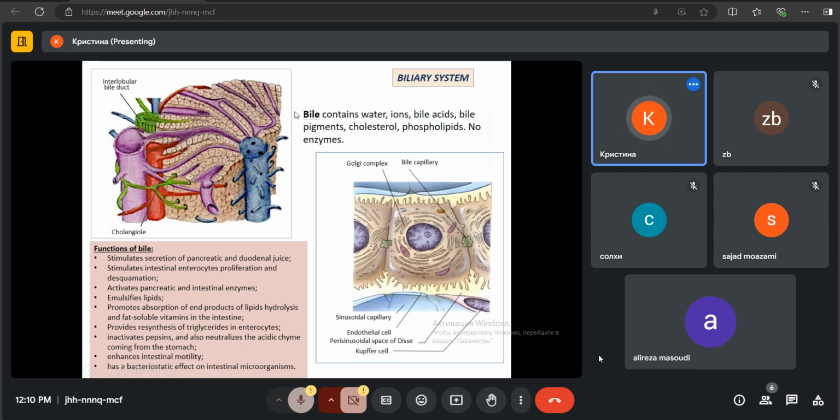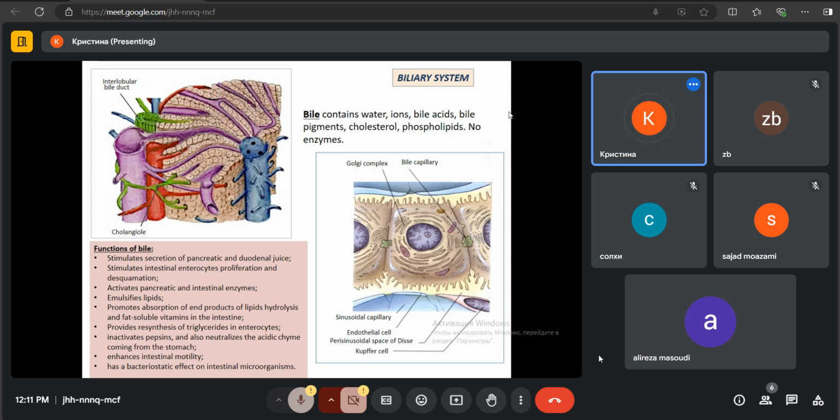So bile produced by hepatocytes should go into the duodenum. It contains water, ions, bile acids, bile pigments, cholesterol, and phospholipids. There are no enzymes in bile. Water, ions, bile acids. We have discussed previously about bile acids. Bile acids serve for emulsification and helping to digest lipids.